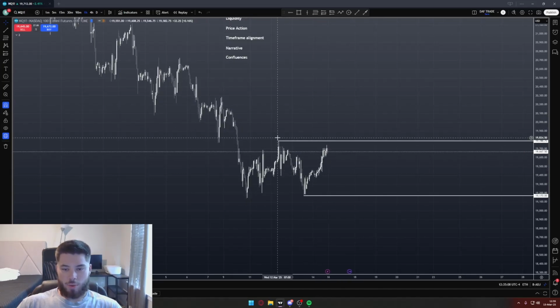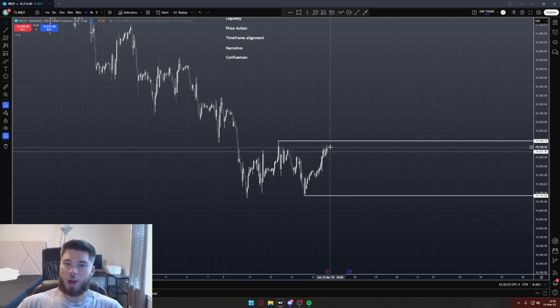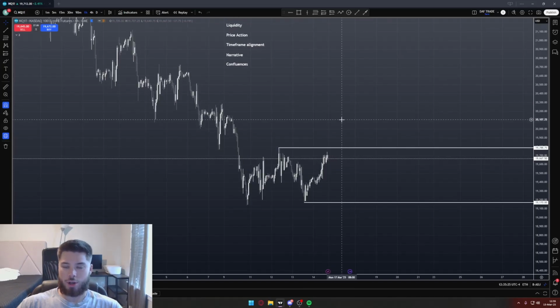But right here, we have a high, a lower low, and then a high. If Monday morning or Sunday evening, it comes up and fails to take this, that is a good sign, one of the good signs that it could go down.